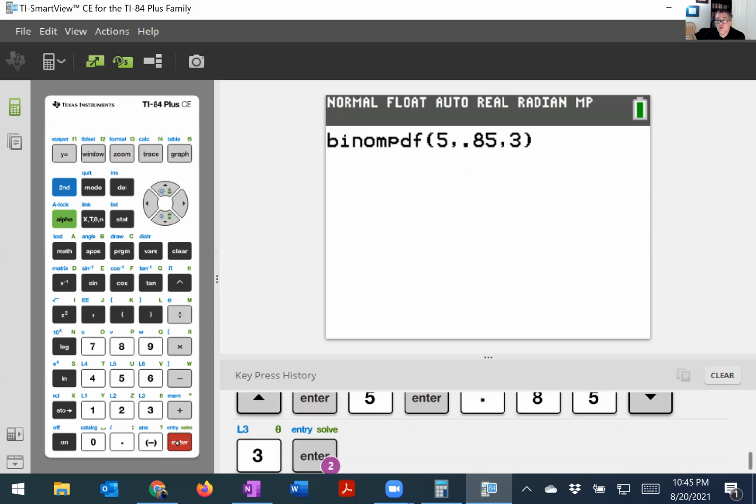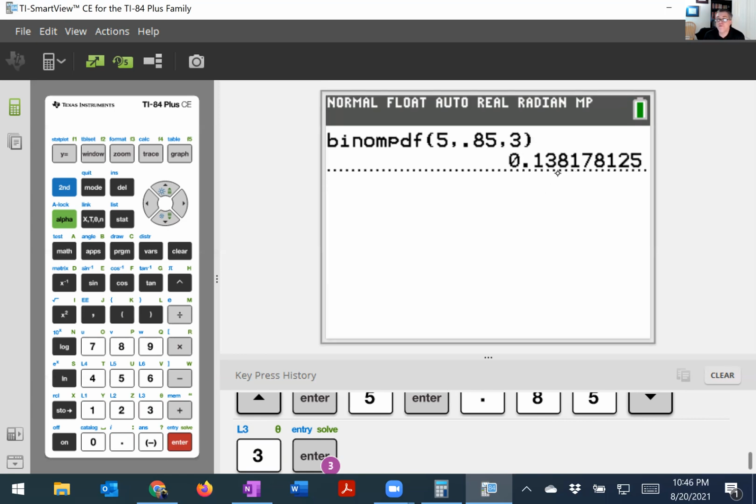Now, if you have an older calculator, you'll have to write this completely out. You'll just use the commas and the parentheses. But it'll be binomial PDF, right? And we'll hit enter, and we get that 0.1382 that we got before.